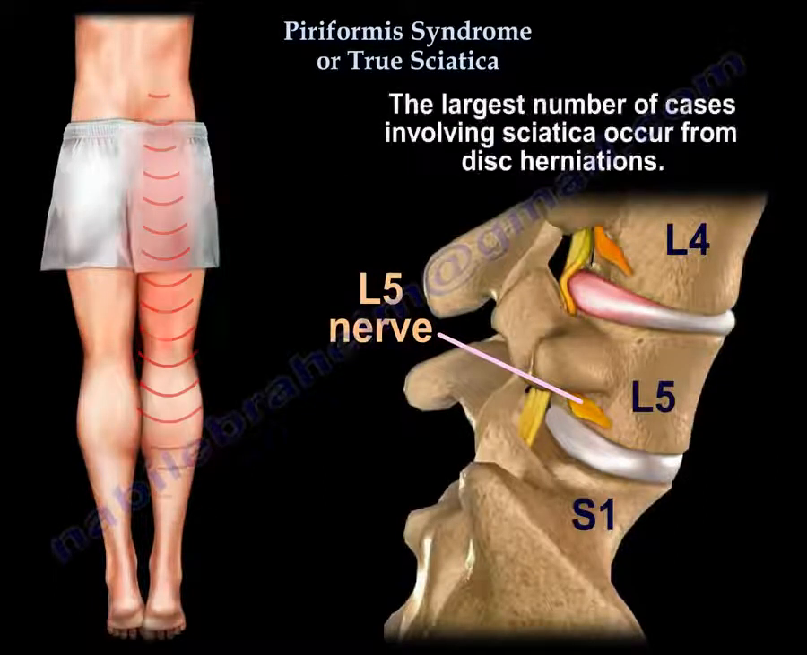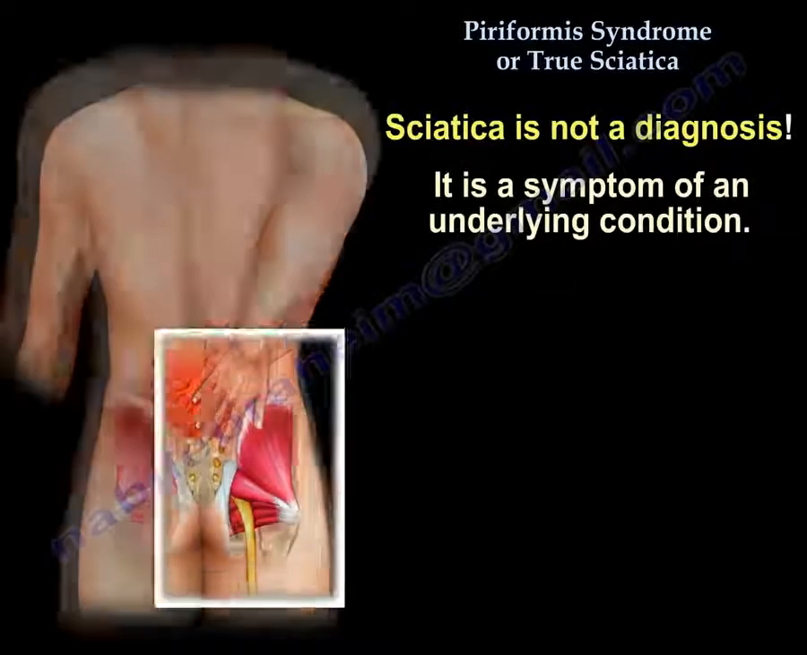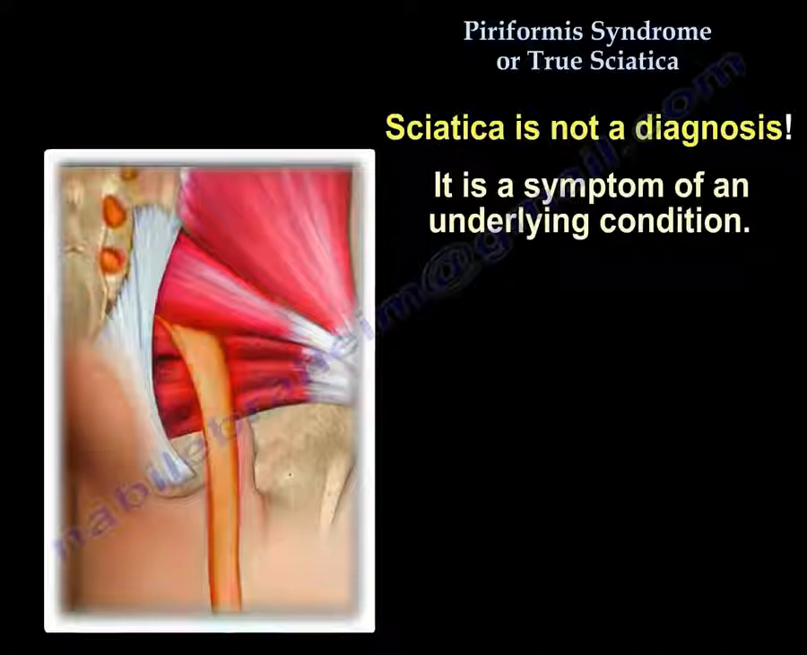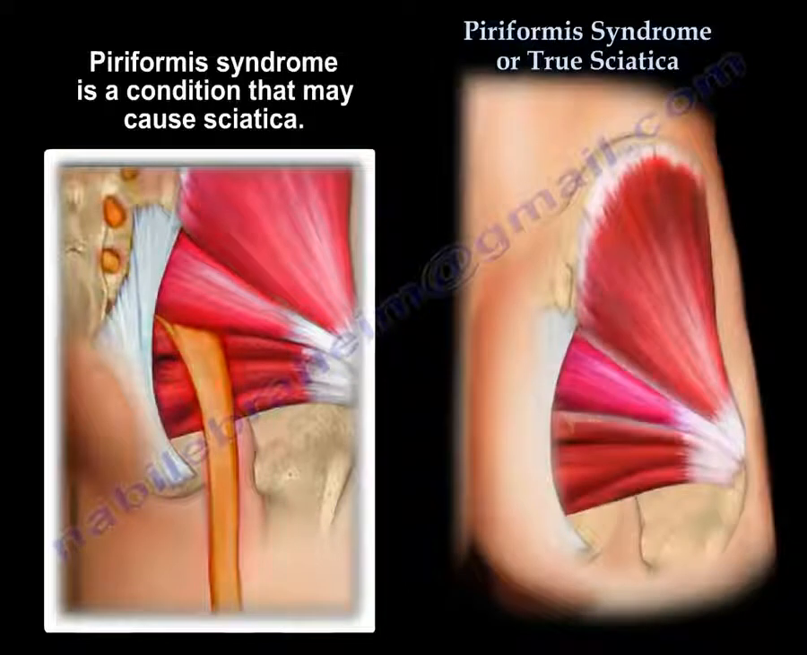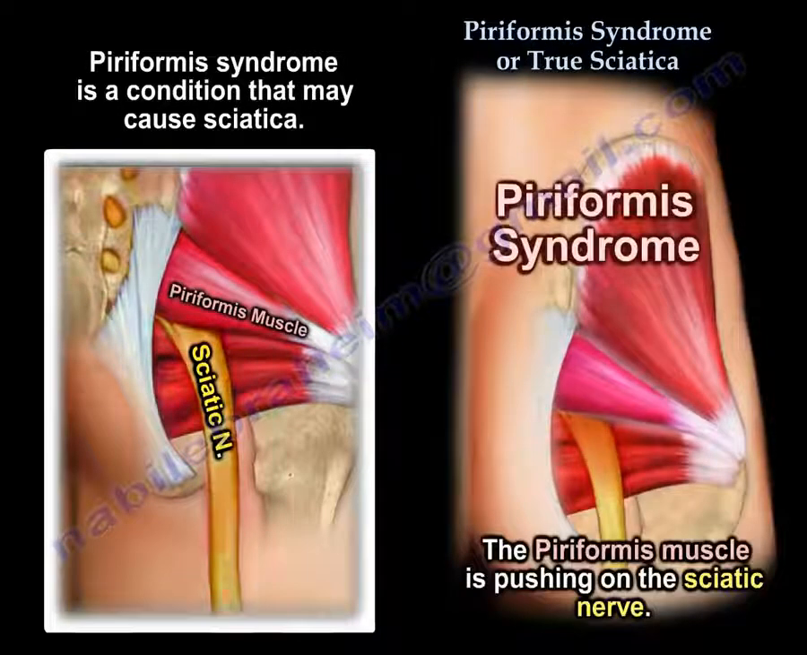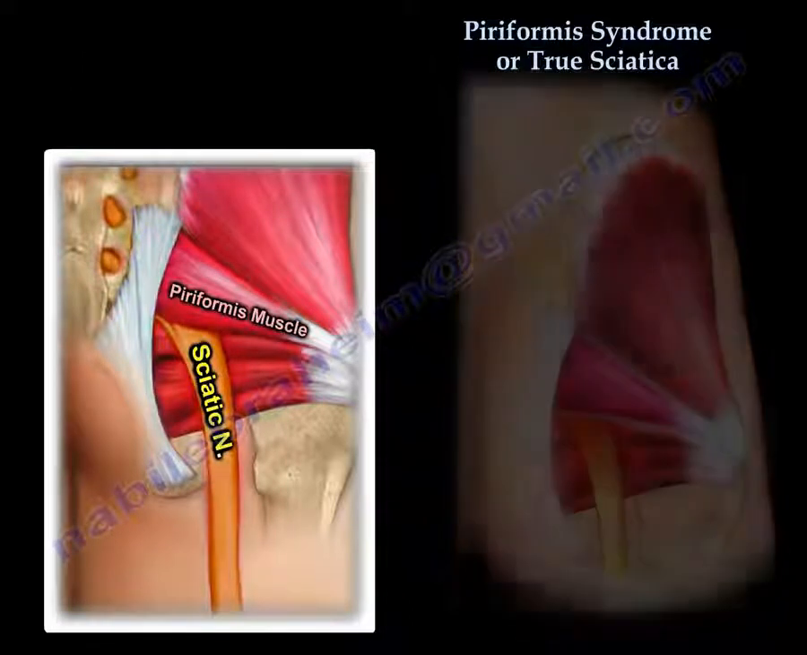The largest number of sciatica occurs from disc herniation. Sciatica is not a diagnosis. It is a symptom of an underlying condition. For example, in piriformis syndrome, you can have sciatica due to the piriformis muscle pushing on the nerve. So in this case, we call the condition piriformis syndrome. The diagnosis is piriformis syndrome.